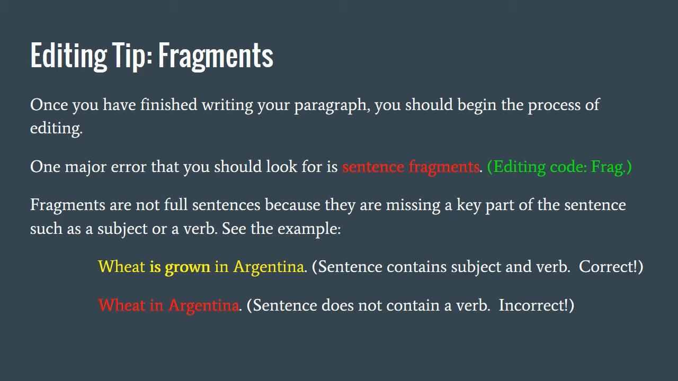In the yellow, it says, "Wheat is grown in Argentina." Okay, the sentence contains a subject and verb. It's actually correct. Let's look at the next one in red. "Wheat in Argentina." This sentence does not contain a verb, so it's incorrect.